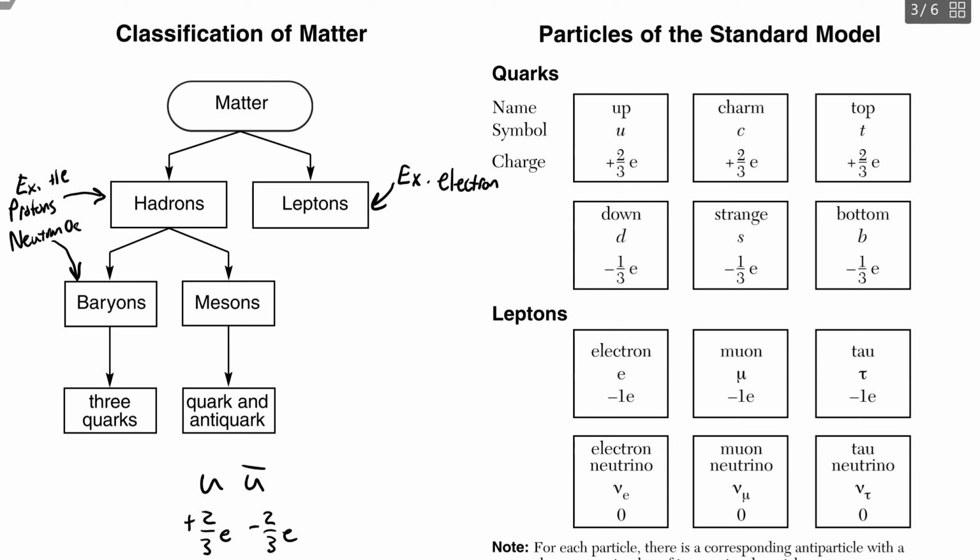Okay, so that's what it is. And it doesn't always have to be down and anti-down. You could have a different antiparticle besides down. It could be anti-strange. There's a lot of different types of mesons there. But again, they're unstable and you wouldn't really find them occurring in nature. They would have to be artificially made. Okay, so that's what you need to know for this topic.